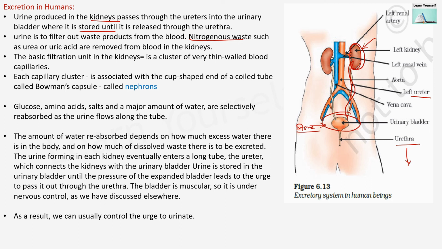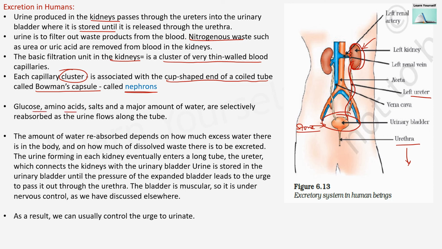The basic filtration unit in kidney is a cluster of very thin walled blood capillaries. Now each capillary cluster means a collection of capillaries. A number of capillaries will come together and make one cluster that is associated with a cup shape end of a coiled tube called Bowman's capsule, and this is collectively known as nephrons. These units are responsible for filtration of blood.